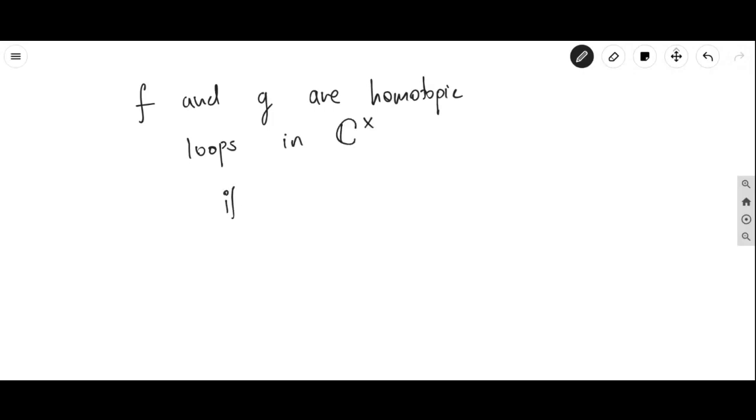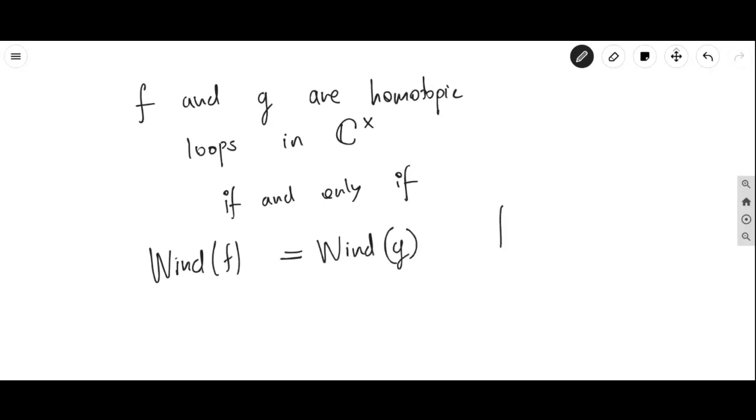Formal mathematics is not visual, but it's nice to have these pictures in mind. So that's what you call the winding number. And here's the interesting thing about the winding number. If F and G are homotopic loops in the punctured plane, if and only if the winding number of F is equal to the winding number of G.